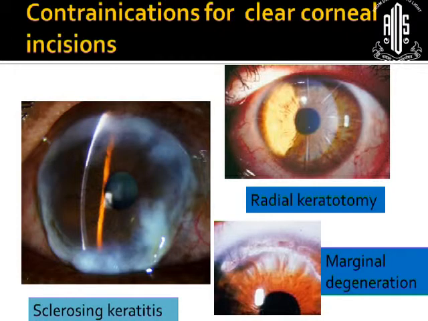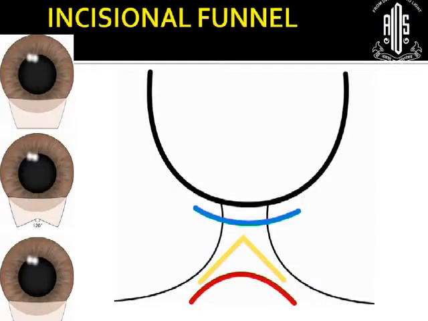Now, the concept of the incisional funnel. We all know that the incisional funnel is basically an imaginary area which is bound by two curvilinear lines, and any incision within it is going to be astigmatically neutral. So it very much goes that if you go nearer the limbus, you are going to induce more astigmatism.